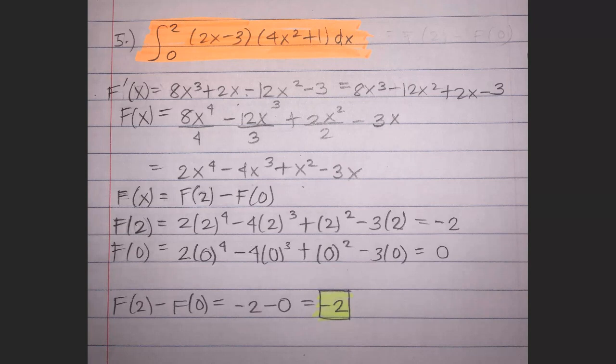Okay, so first, what I did is I simplified the derivative, and then I found it to be 8x cubed minus 12x squared plus 2x minus 3. And then I found the antiderivative of that to be 2x to the fourth power minus 4x cubed plus x squared minus 3x. And then to find the integral, it's F of x equals F of 2 minus F of 0.